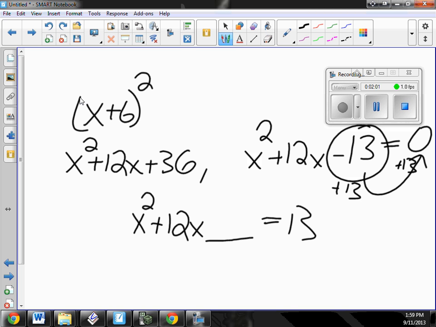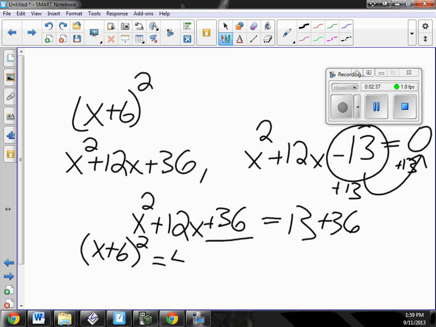6 squared is 36. Well, this equation represents a balance, like a scale you might see in a physics class. And if I just all of a sudden add 36 to one side, it's going to be unbalanced. So I need to add the same 36 on the other side. So I'm going to add 36 over here. So now I can factor this into x plus 6 to the second equals 49.